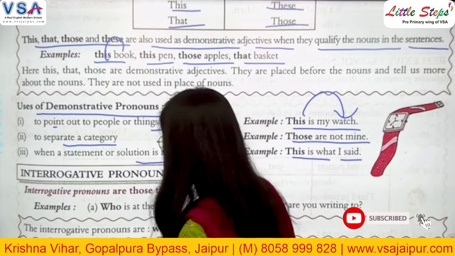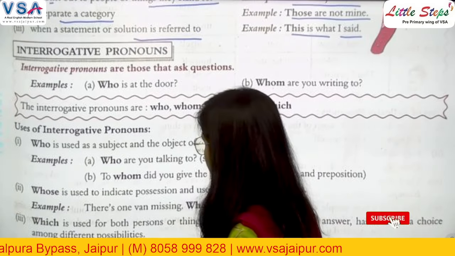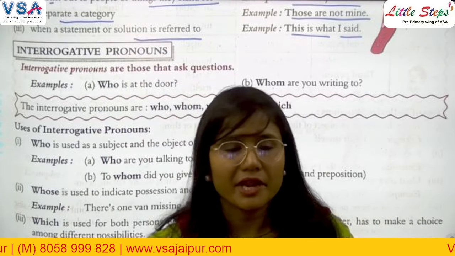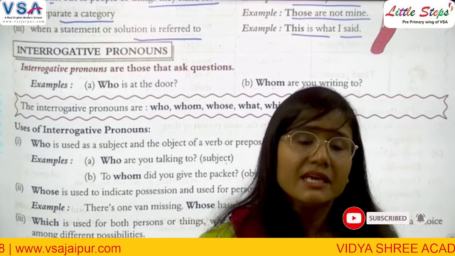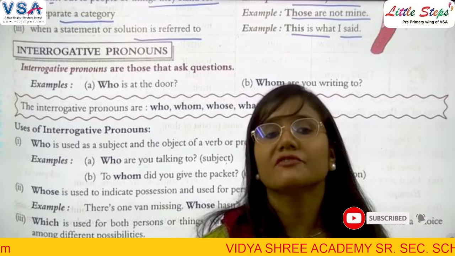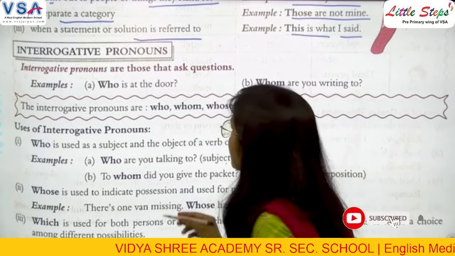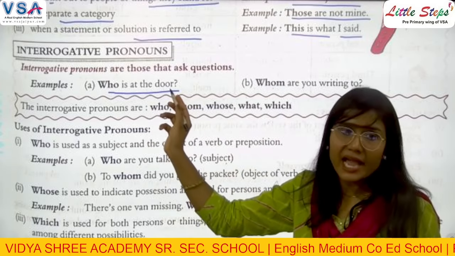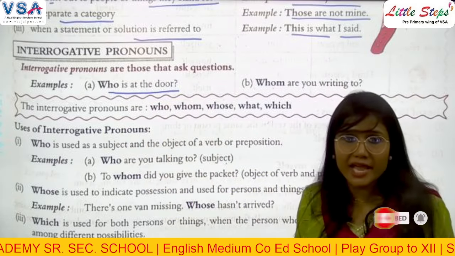Now this is your interrogative. Interrogative pronouns, as we know, when we interrogate something, they are interrogative, जिसमें question पूछे जाएंगे. These are your interrogative, and at the end of the sentence a question mark will be there. Last में आपके question mark जरूर होगा. How? Who is at the door? Okay, there is a question mark and it is asking a question कि door पर कौन है. Question ही पूछ रहा है ना.